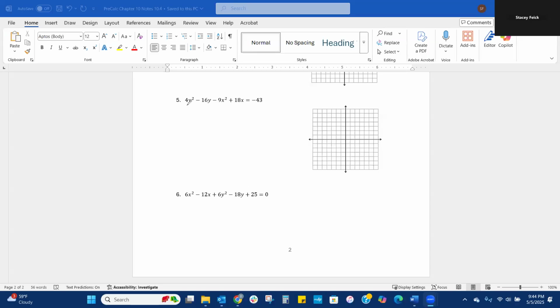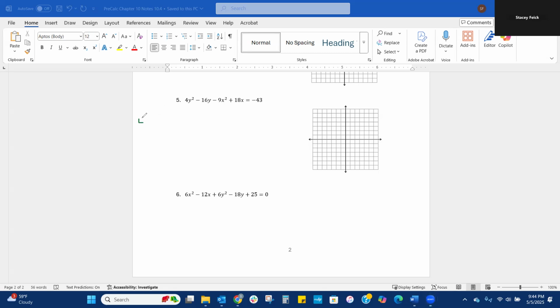For example 5, we see that our A value is 4 and our C value is -9. So they are not the same, so it's not a circle. We have both of the square terms staying in, so it's not a parabola, so it's either got to be an ellipse or a hyperbola. Hopefully you recognize that positive times negative makes it negative, so this one is a hyperbola. In this case, we are going to have to complete the square twice.